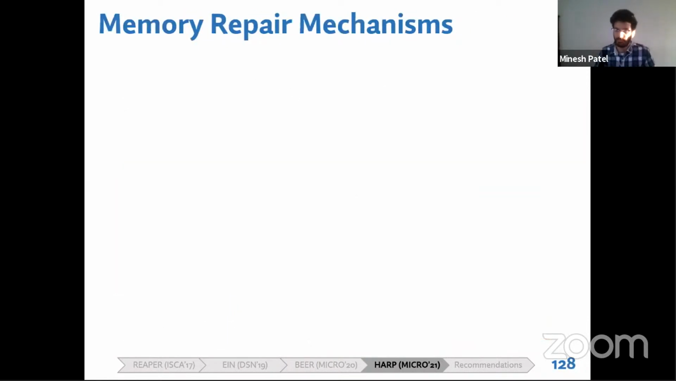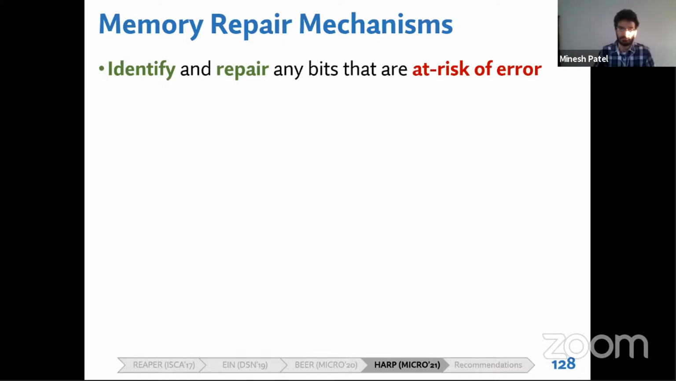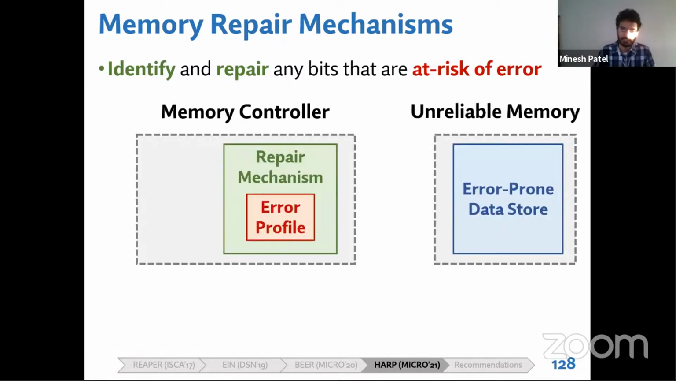So let's take a closer look at repair mechanisms. These techniques first identify and then repair any bits that are at risk of error. And so here we have a picture of a system that uses a repair mechanism. On the right, we have an unreliable memory that contains an error-prone data store. And on the left, a memory controller that contains the repair mechanism. The repair mechanism itself repairs any bits that are marked as at risk within an error profile, which you can essentially think of as a list of at-risk bits.